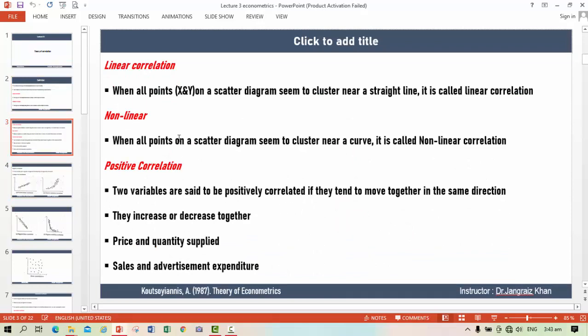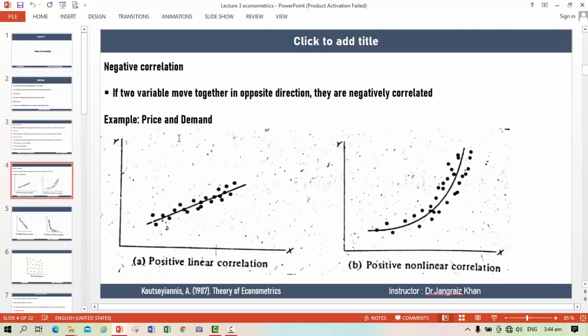If all the points on a scatter diagram seem to cluster near a curve, it is called nonlinear correlation. See in this diagram, look at this diagram. All the combinations of x and y lie near a curve. So it is a nonlinear correlation.